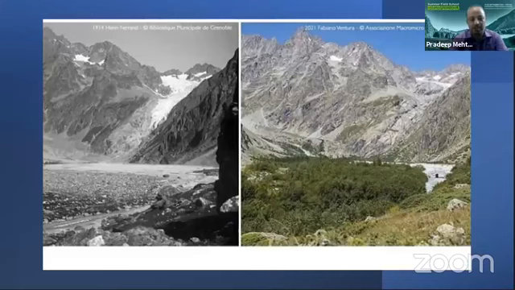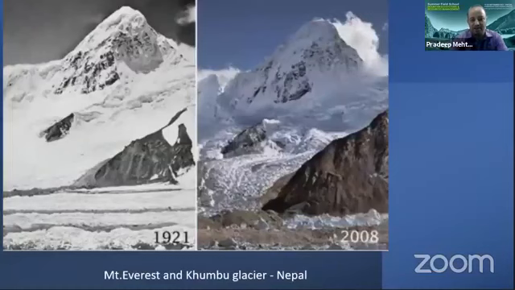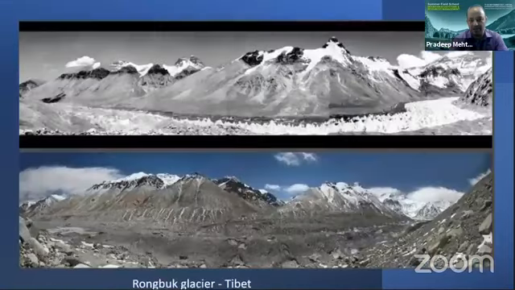But if we see photographs of some of the glaciers, here is a photograph of one of the glaciers taken in 1914, and the latest photo here, we can see the change. We can see the vegetation here in the glacier region. We can see all the snow has melted. And here is another photograph of Mount Everest and Khumbu Glacier of Nepal, 1921 picture and 2008. So we can see, it depends from glacier to glacier, and we can see the impact of climate change on these mountain ranges. Here is Rongbuk Glacier of Tibet, and we can see the changes here.